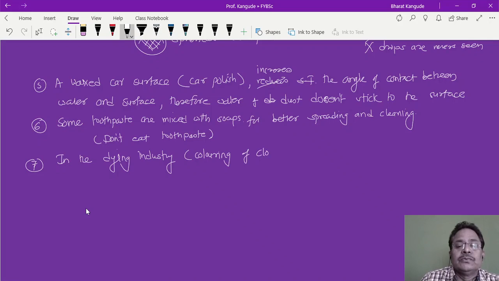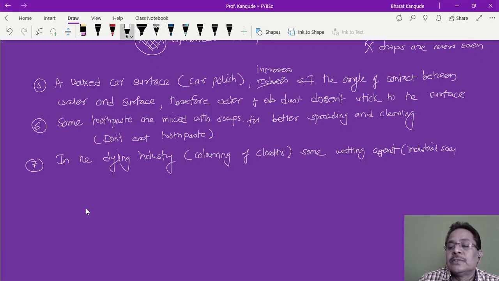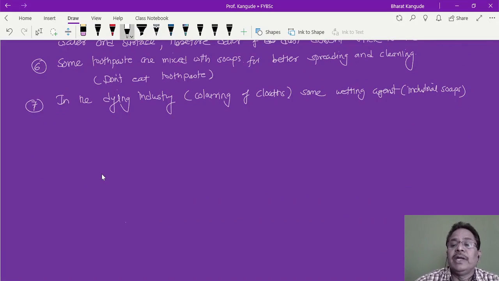Coloring of clothes. So in dyeing industry, some wetting agents, W-E-T-T-I-N-G, wetting agents. These are again some industrial soaps. In dyeing industry, that is coloring of clothes, some wetting agents are used for proper coloring. This is called proper dyeing.